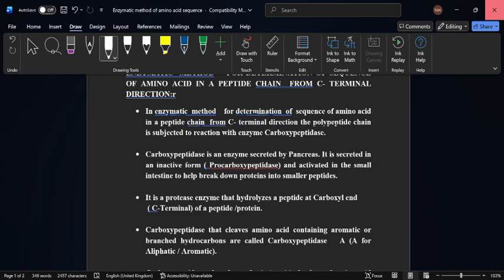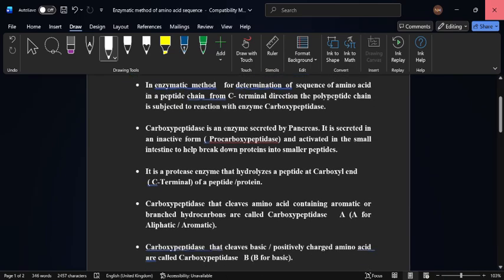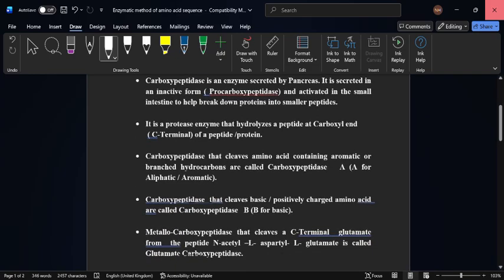Now, what is carboxypeptidase? Carboxypeptidase is an enzyme secreted by the pancreas. It is secreted in an inactive form. When it is secreted, it is not active and it is procarboxypeptidase, which gets activated in the small intestine to break down proteins into smaller peptides.